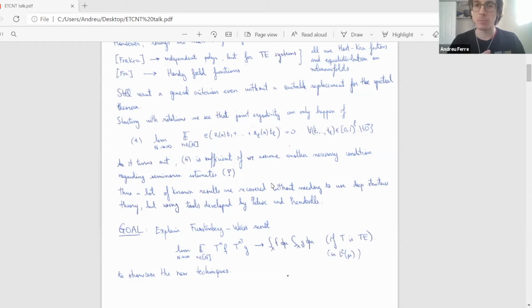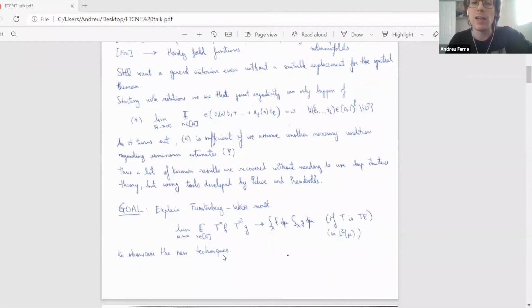Okay, so the plan is to talk for two sessions, hopefully this will be enough. The goal for me will be to explain how Frantzikinakis' result works for a concrete example that he gives. This example shows how the method works for a particular case, and this particular case is related to the independent polynomials that I talked about before.